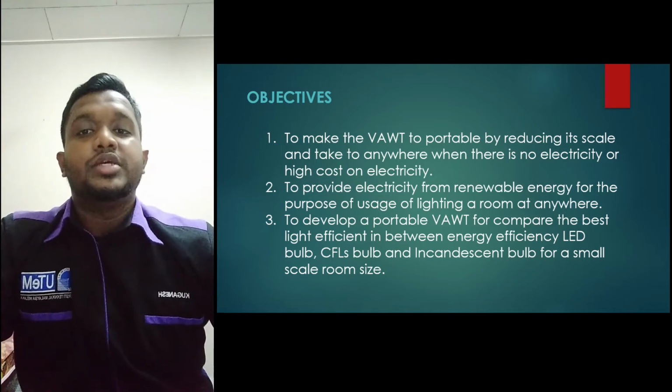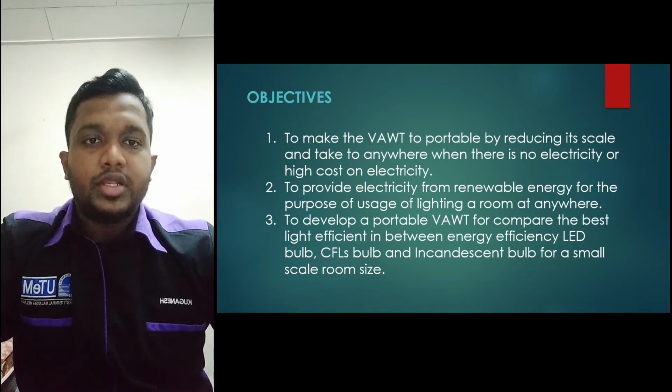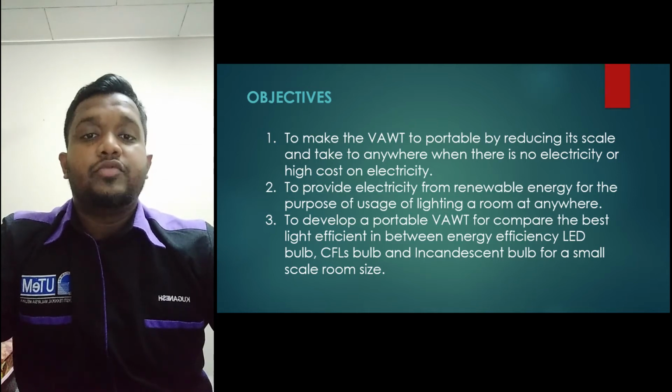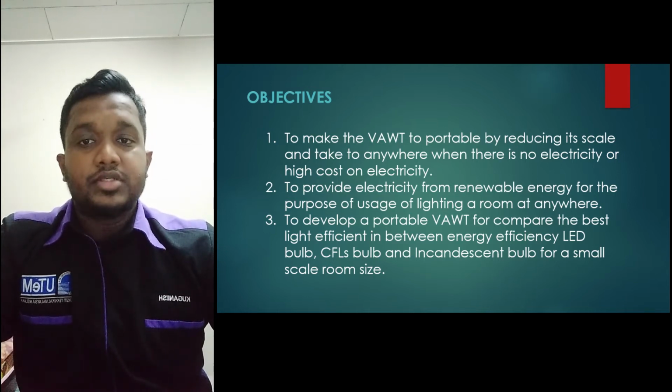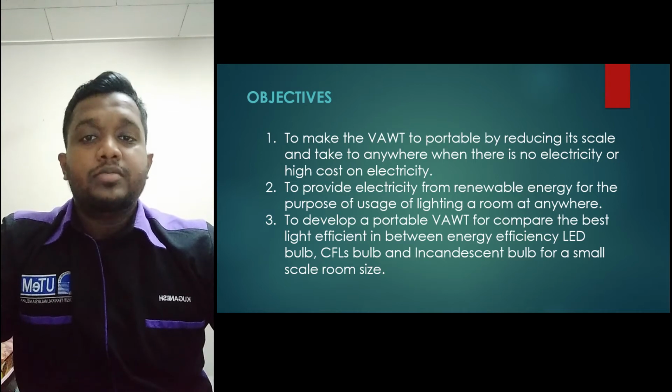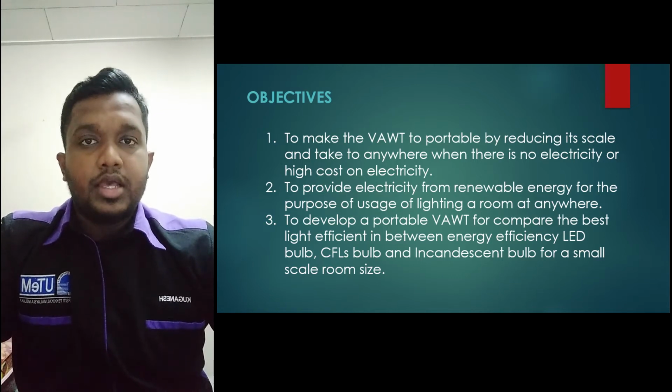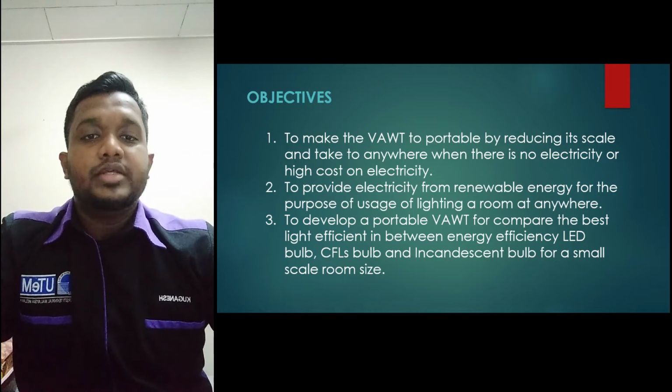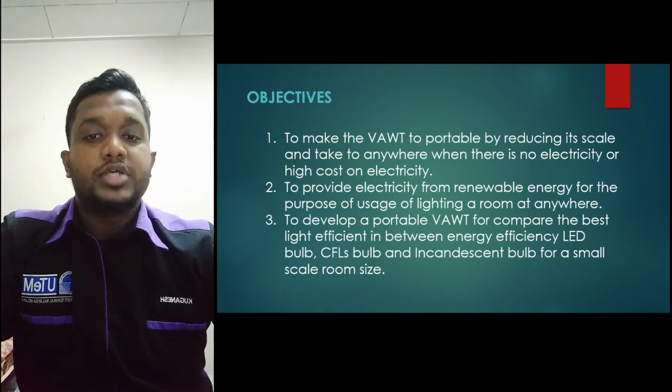And the second objective is to provide the electricity from renewable energy for the purpose of lighting a room anywhere. The third objective is to develop a portable vertical axis wind turbine to compare the best light efficiency between energy efficient LED bulbs, compact fluorescent bulbs and incandescent bulbs for a small scale room size.